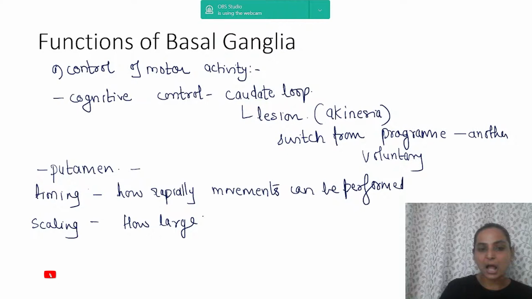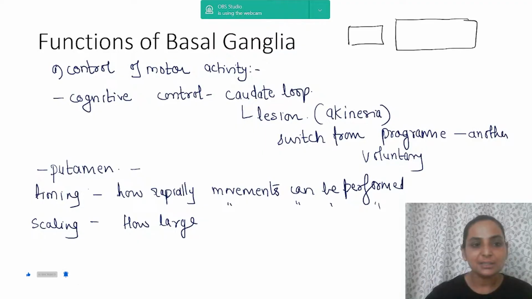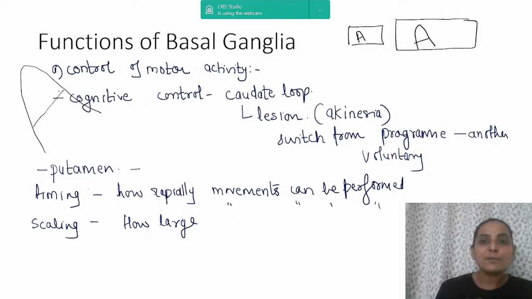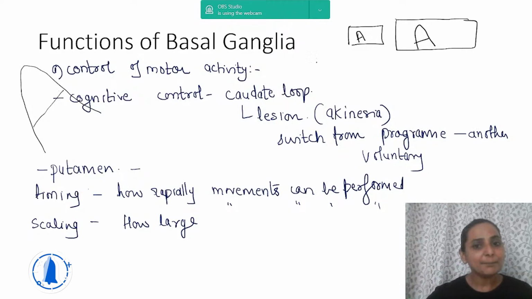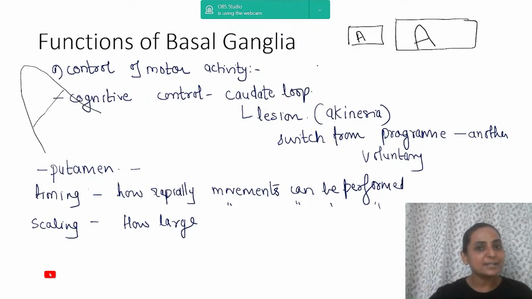For example, suppose you have given me one piece of paper this much, or you have given me a paper as big as this screen, and you ask me to write A. So this will be my A, but if the area is increased, this will be my A. So this is the scaling of the movements. Scaling of the intensity means movements could be small or large, and depending upon that, it depends on how many joints you are using.